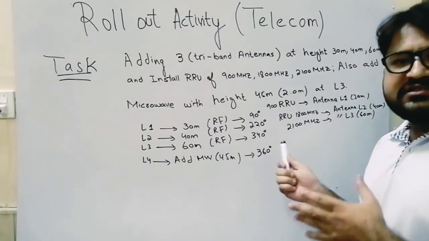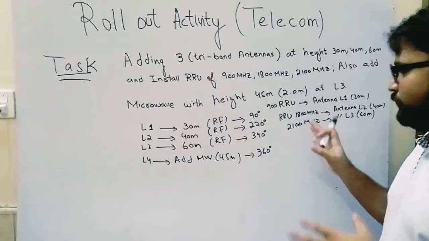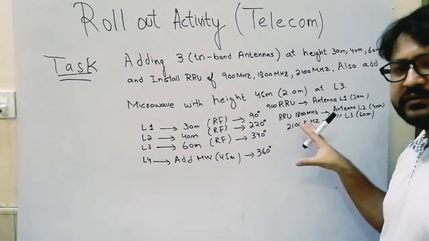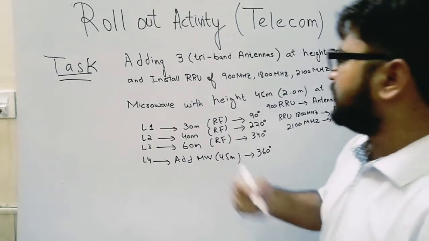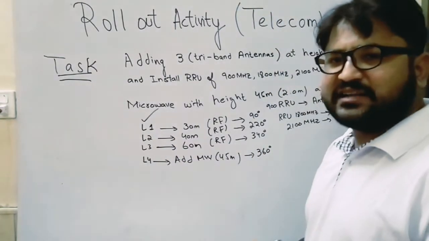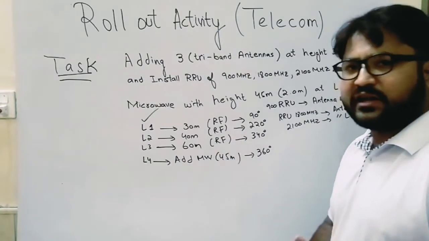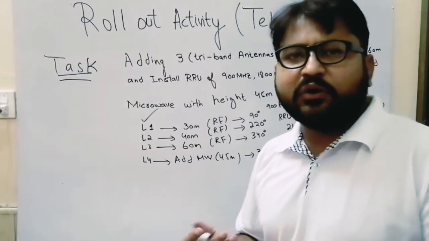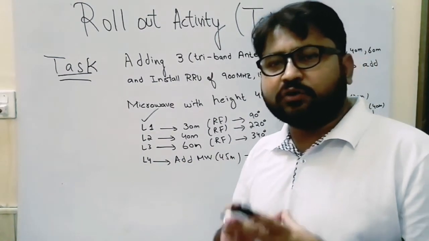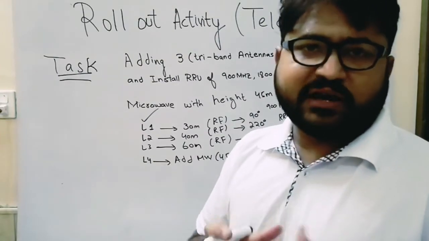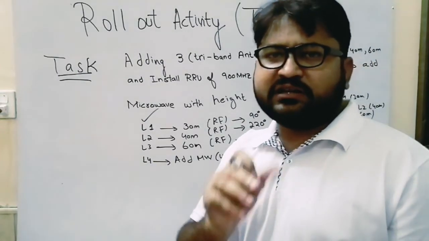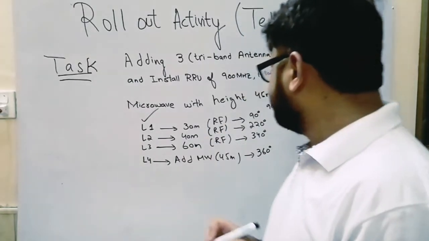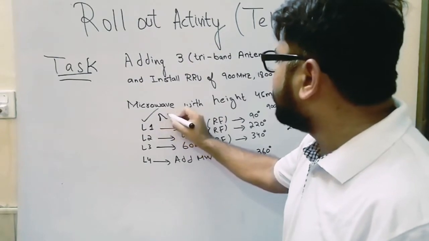So this is the rollout site. You have to install the new tower and add this equipment with this description. So first you start from leg 1. In the previous lecture I discussed the direction of leg 1. If you are going to install a new site and you don't know where leg 1 is, you will use the compass, and from the compass you check the direction from the north. In the north direction, you start your sector 1.